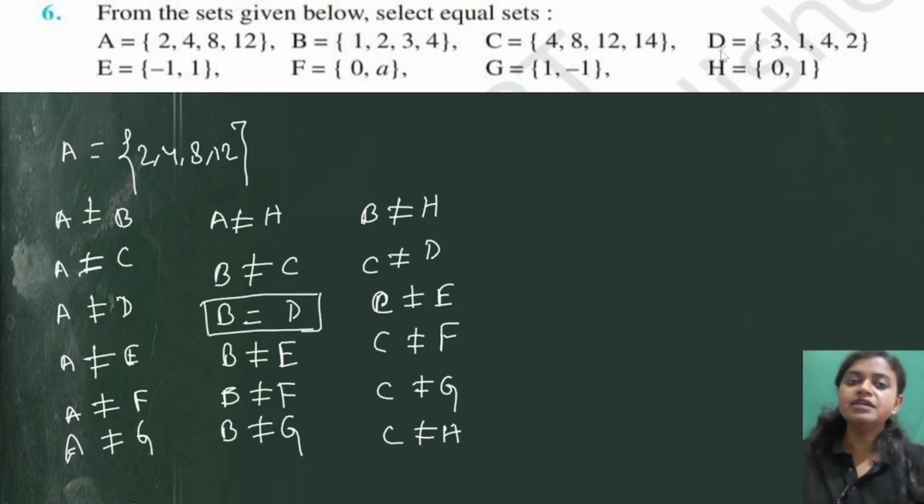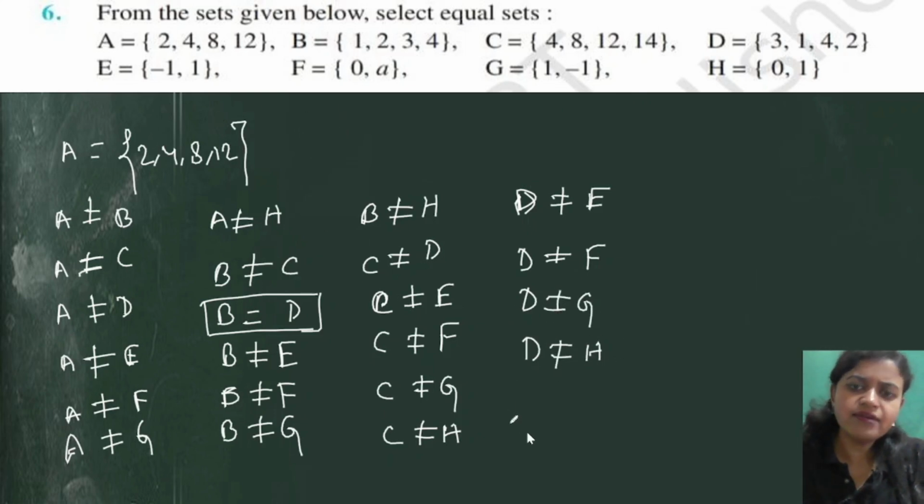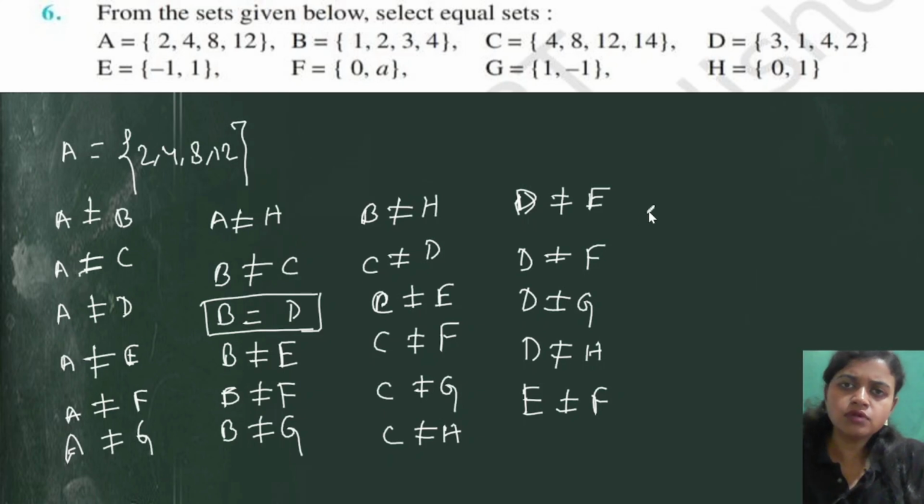Done. So now D to E. D and E are not equal, obviously it is visible, and D and F, obviously also not equal. D and G also not equal, and D and H, also not equal to H. Now E and F. E is not equal to F. So we should see that the number of elements and the exact same kind of elements should be present. So E and F, clear.